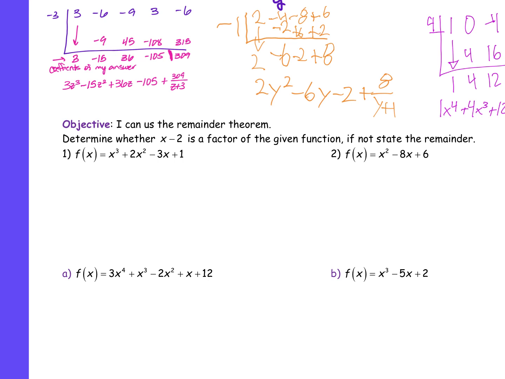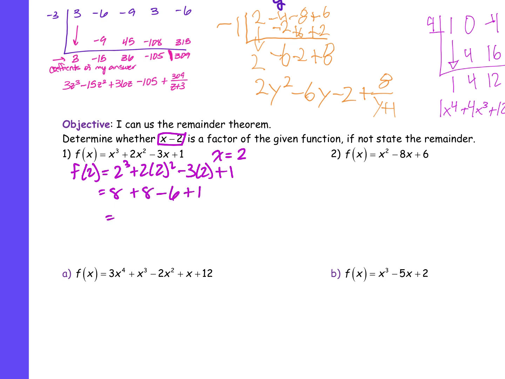So how do I find that out? Well, I find out what x is. x equals 2, right? Solve for x. And then I'm going to substitute 2 in wherever there's an x. I'm going to find f of 2. So I've got 2 cubed plus 2 times 2 squared minus 3 times 2 plus 1. And solve. 8 plus 8 minus 6 plus 1. 16 minus 6 plus 1. Yeah, 11. Not a factor.